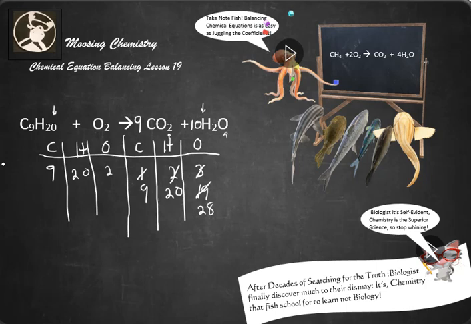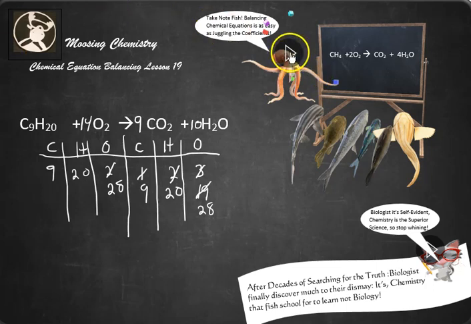So now all I have to do is fix my oxygens because my carbons and hydrogens are the same. To do that, I just put a 14 here in front of my oxygen, and I'll change that to 28 because 14 times 2 is 28. So let's look at this equation right before we say that everything is done to make sure we got everything right. All right, we've got 9 carbons on both sides. We have 20 hydrogens on both sides. We have 28 oxygens on both sides. Guess what? We're balanced. That's pretty simple, huh?